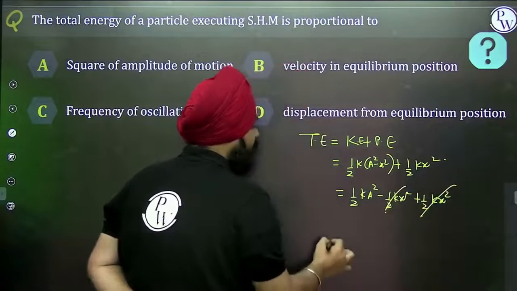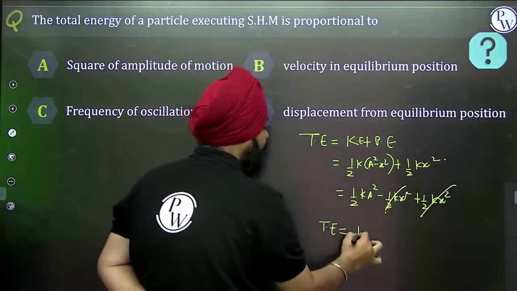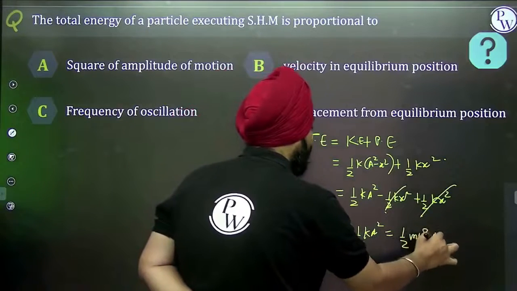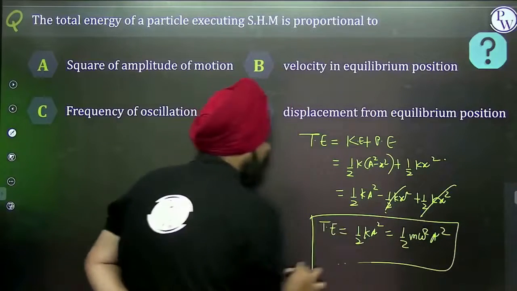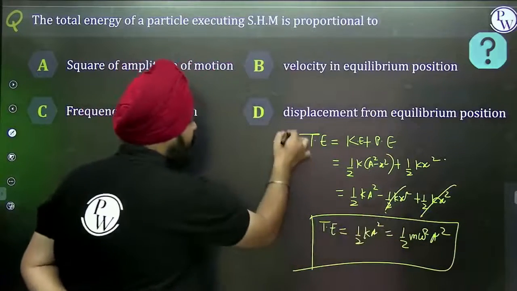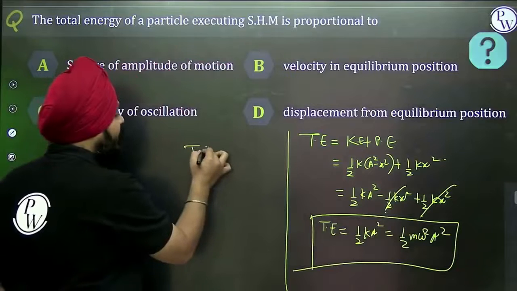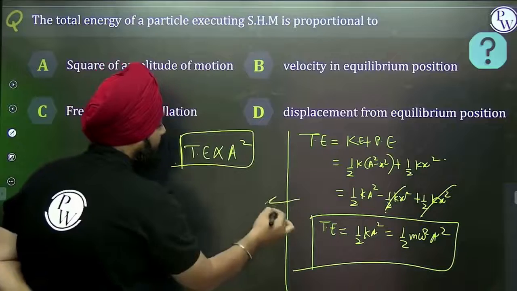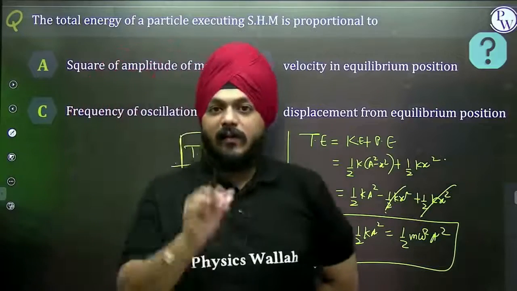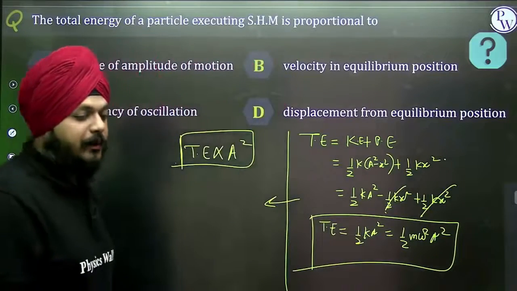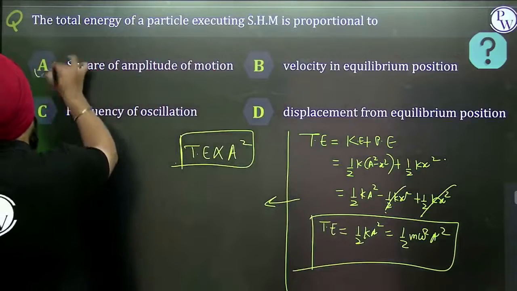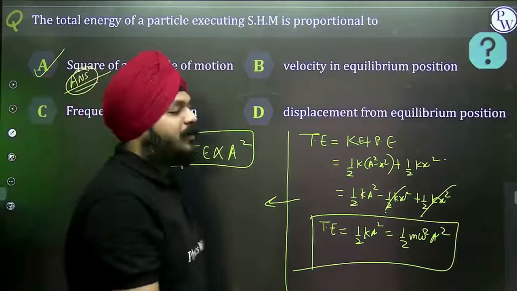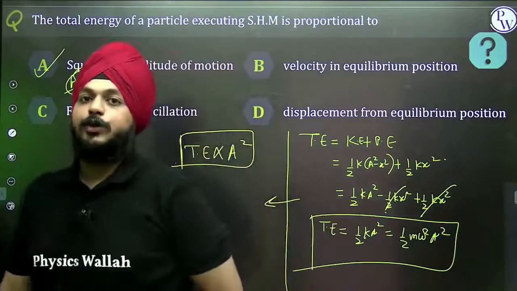This thing is going to cancel. So the equation of total energy, we are getting half k a square, in another sense half m omega square a square. m is constant, omega is constant, so the total energy is directly proportional to the square of amplitude. A is the perfect answer for this specific question.